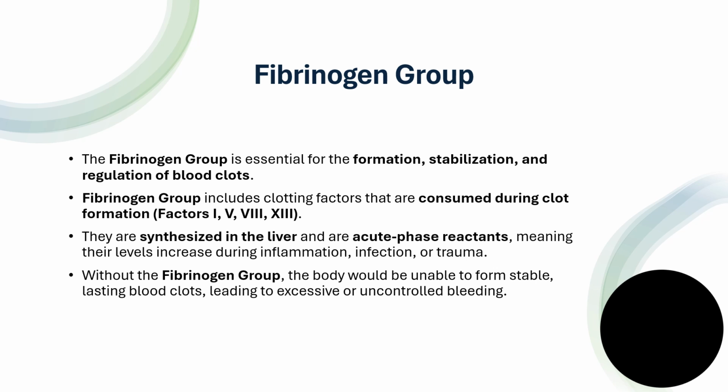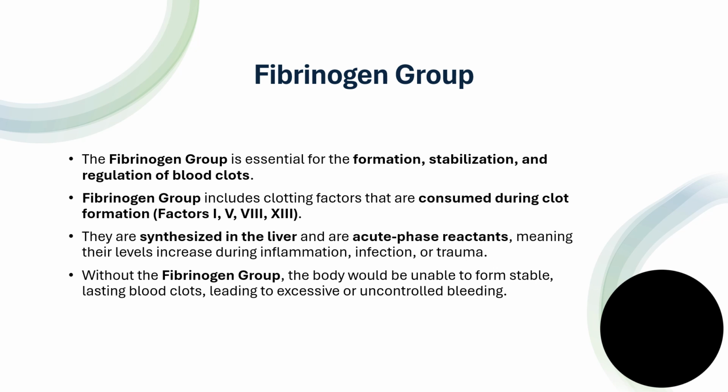The fibrinogen group refers to a set of coag factors that are consumed during clot formation and play a critical role in stabilizing, forming, and regulating blood clots. They're involved in the formation and cross-linking of fibrin and the protein mesh that forms the final stable clot. Unlike the prothrombin group, these factors are not vitamin K dependent.